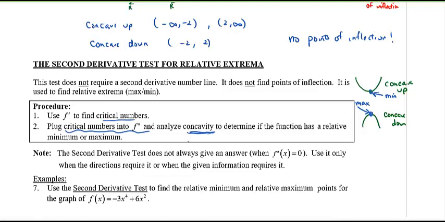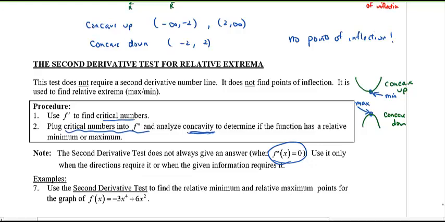Now the second derivative test is good in the sense that if you can get me a number where it says positive or negative, it's great. But what happens if the second derivative equals 0? Well, if that's the case, sorry, you're out of luck, because we can't tell. And therefore, you probably have to go back to the first derivative test.